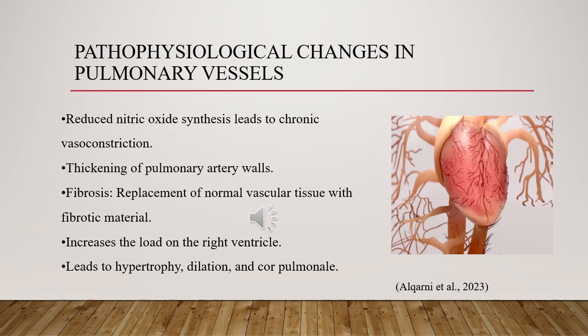The right ventricle, which normally pumps blood at lower pressure, responds initially by hypertrophy, meaning thickening, to maintain blood flow. However, chronic pressure overload can lead to right ventricle dilation, dysfunction, and ultimately cor pulmonale, meaning right-sided heart failure. The interplay between these vascular changes and the heart's compensatory mechanism underscores the importance of early detection and treatment of pulmonary hypertension in patients with lung disease like COPD.